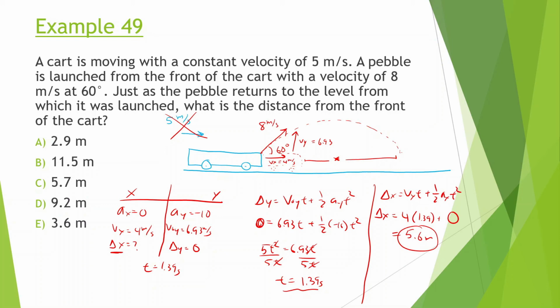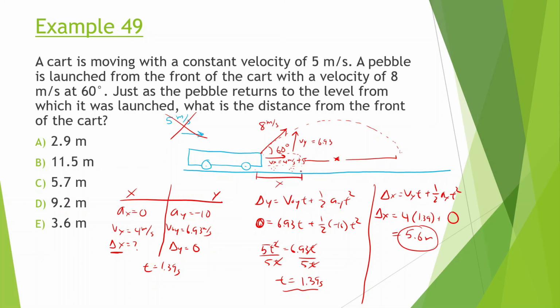And again, the reason we can ignore this 5 meters per second is because if we didn't want to ignore it, what we'd have to do is add plus 5 to this and say it's going 9 meters per second in the x direction. And then we'd have to find out how much further it goes. But then we would have to subtract how, in 1.39 seconds, how much did this cart move up.